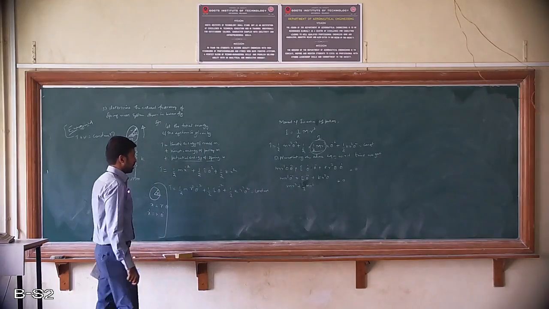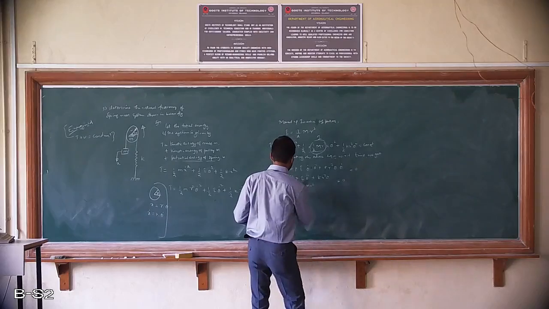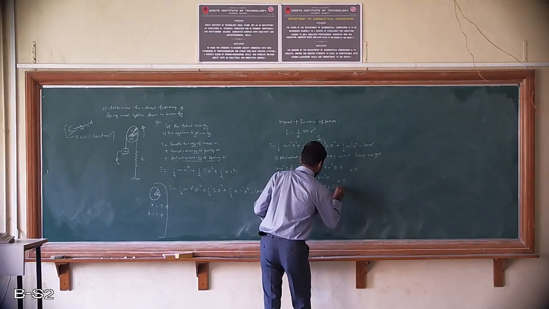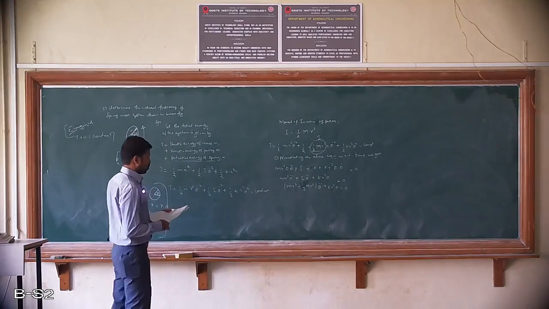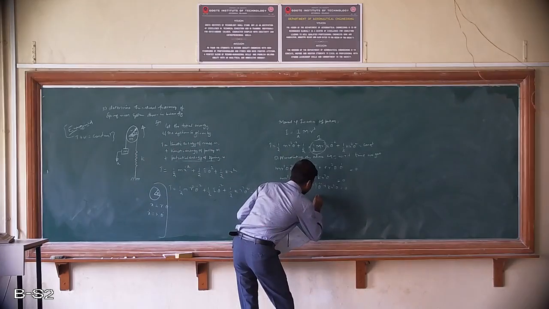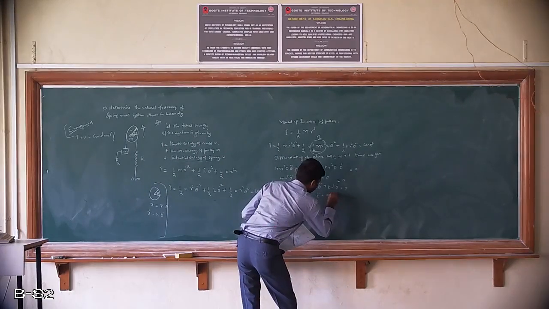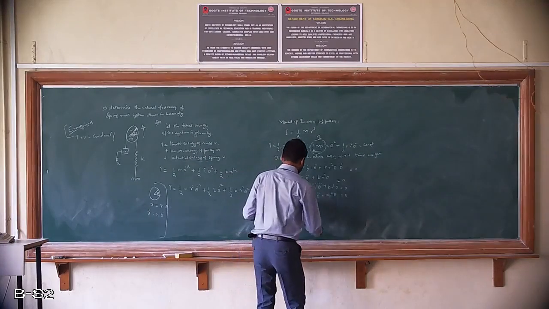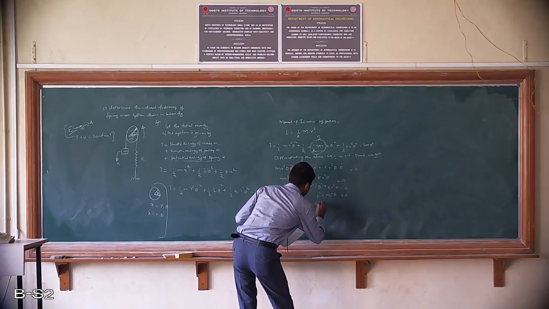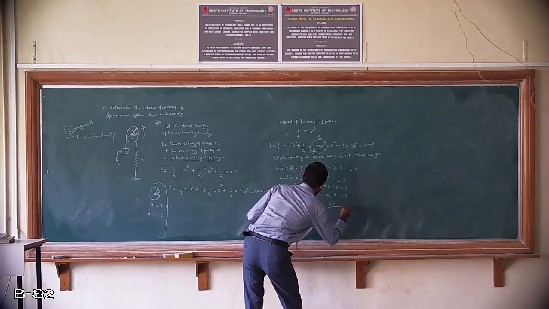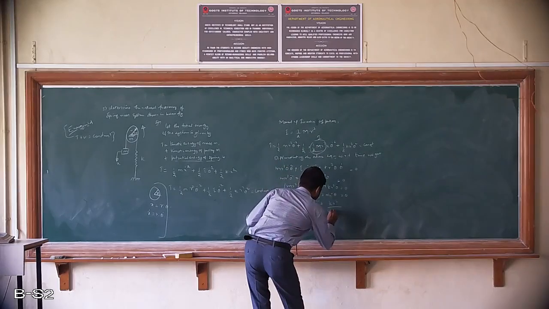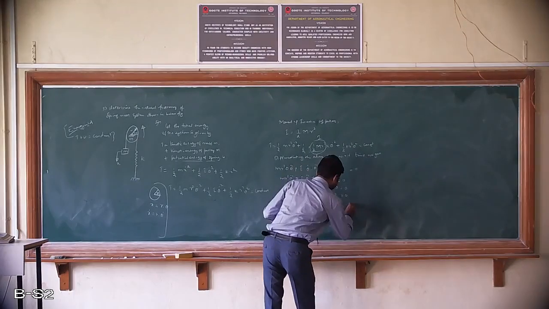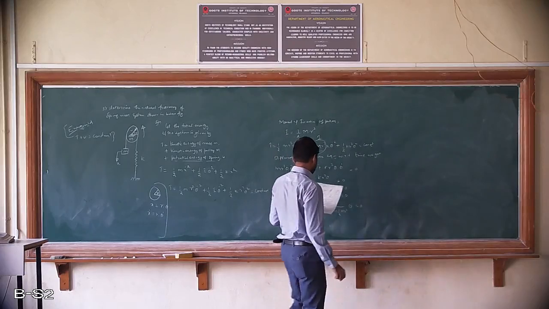Is it clear? So m r square plus half m r square into theta double dot plus k r square into theta is equal to 0. Comparing this with theta double dot plus omega n square into theta is equal to 0, you can find out the value of omega n as theta double dot plus k into r square divided by m r square plus half into m into r square into theta is equal to 0.